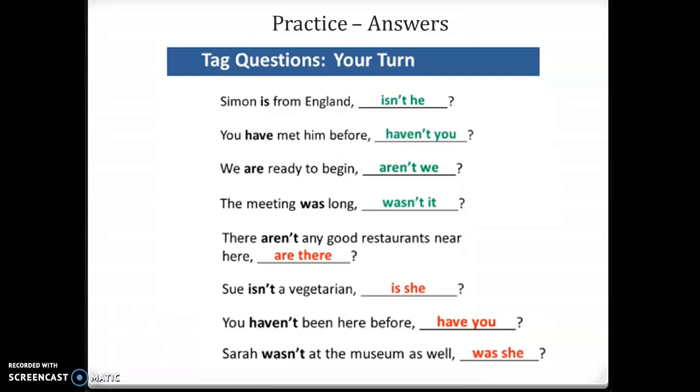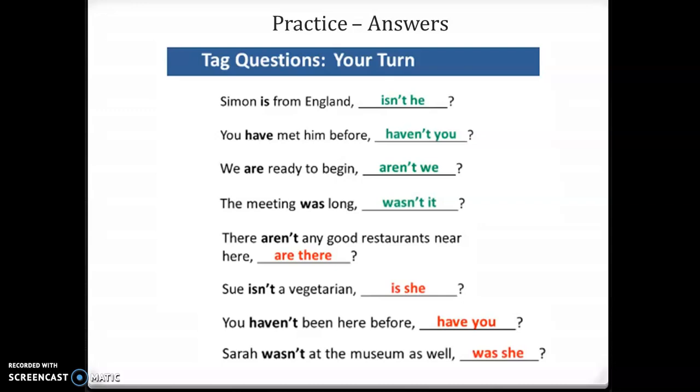Simon is from England, isn't he? Here you can see it's a positive statement with a negative tag question. You have met him before, haven't you? We are ready to begin, aren't we? The meeting was long, wasn't it? Here you have positive statements and negative tag questions. The remaining 4 statements are negative statements with positive tag questions.